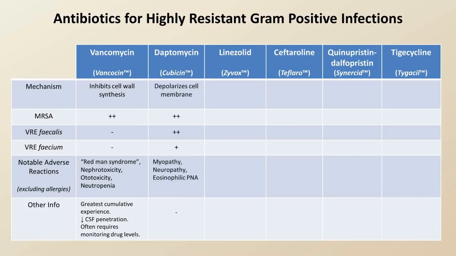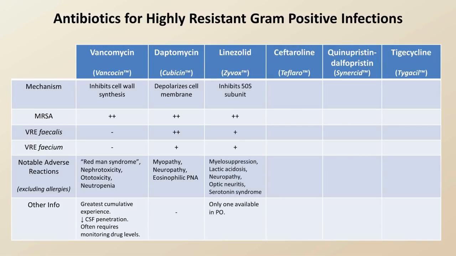Daptomycin damages the cell membrane, leading to fatal depolarization. It is active against MRSA and both VRE faecalis and faecium, though the latter a little less so. Its notable adverse reactions are myopathy, which requires weekly monitoring of CK levels, peripheral neuropathy, and very rarely an eosinophilic pneumonia.